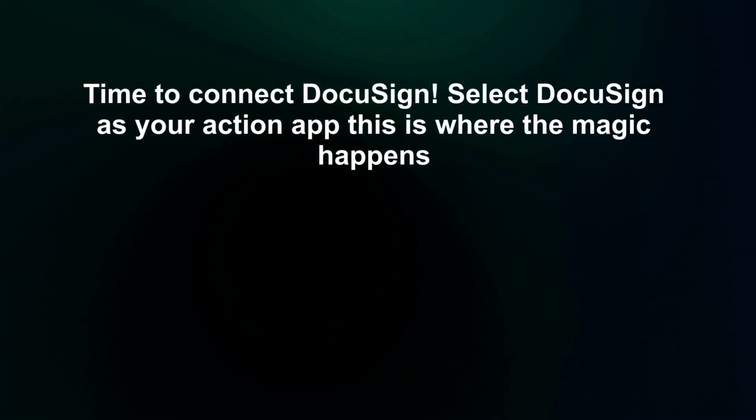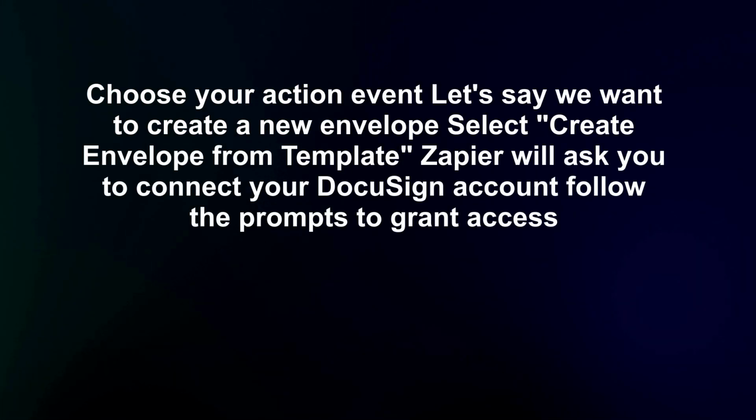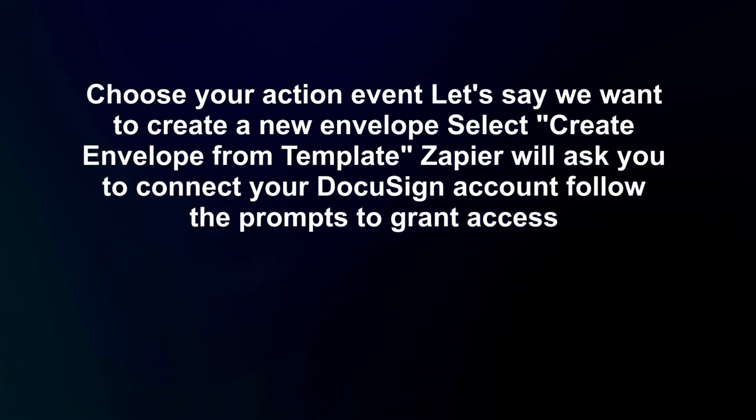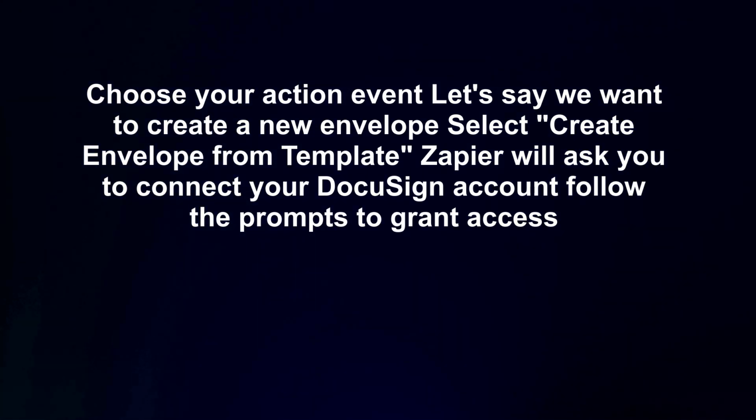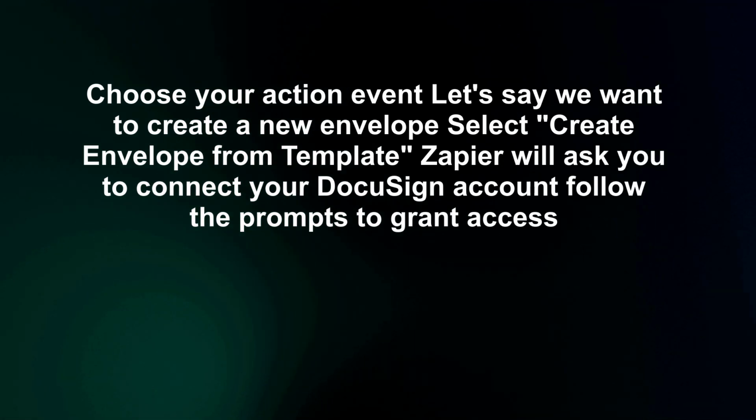Time to connect Docusign. Select Docusign as your action app. This is where the magic happens. Choose your action event. Let's say we want to create a new envelope. Select Create Envelope from Template. Zapier will ask you to connect your Docusign account. Follow the prompts to grant access.